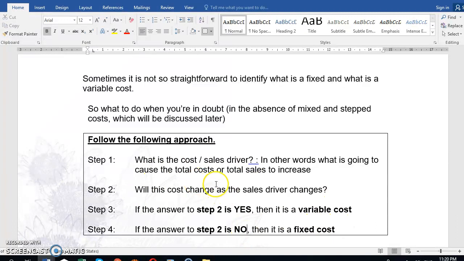We're going to apply the 4-step approach to more advanced examples to show you that sometimes you may not get the variable and fixed cost right.